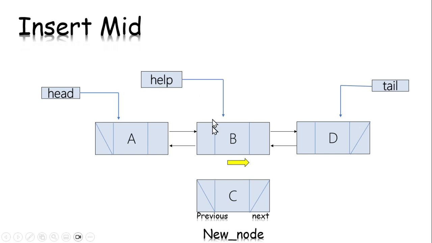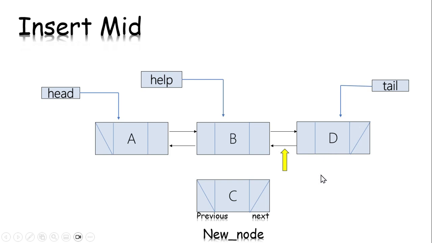Now, we move the help to B. Then we check again if the new node is bigger than help.next.data, which is D here, compared to the new node. Is C bigger than D? If no, then the position of C must be here. Otherwise, maybe in the following node. So in this case, C is not bigger than D, then the position must be here. Now, we can attach the new node, which is C here, in between B and D.